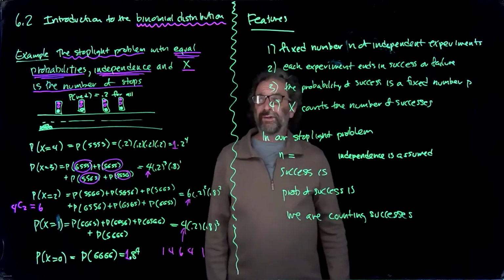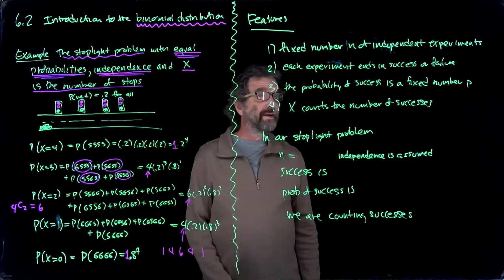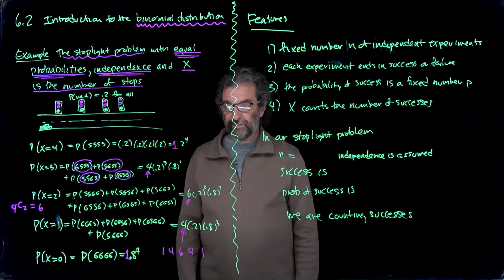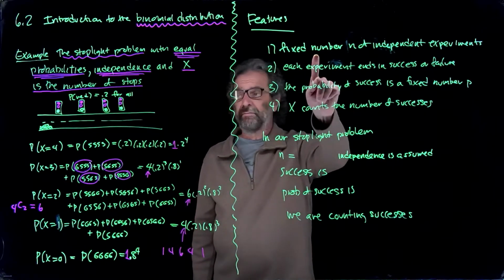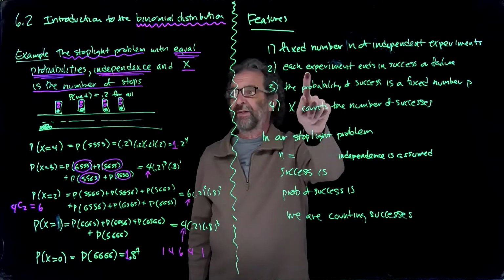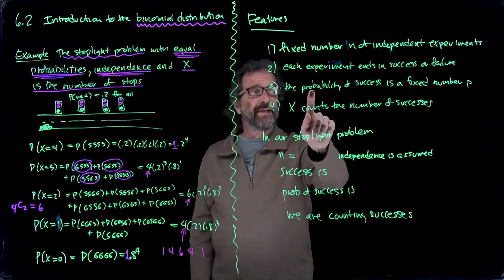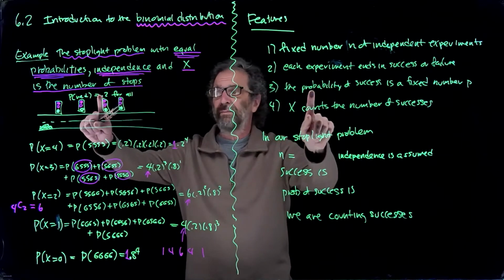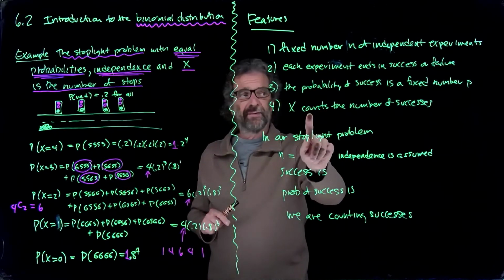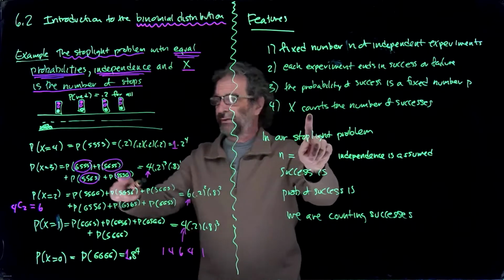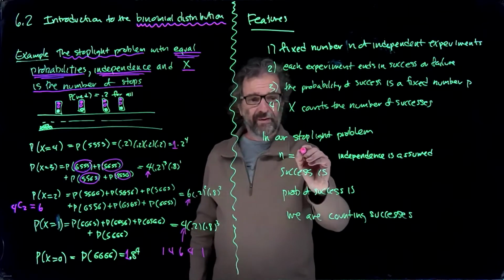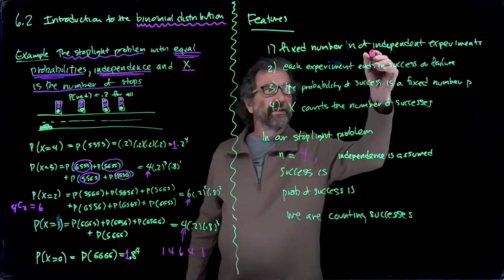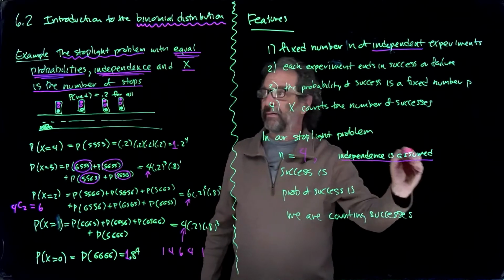Over here, we talk about the features that something has to have in order for the probabilities to follow this style of calculation, which we'll make more concrete in a little bit. We need a fixed number of independent experiments. Each experiment has to end in success or failure, stop or go. We're thinking the probability of success is a fixed number p, 0.2 for stopping. X counts the number of successes. Success is stopping. We're counting stops. So in our stoplight problem, the number of experiments is 4. We need independence. We said independence is assumed right here.